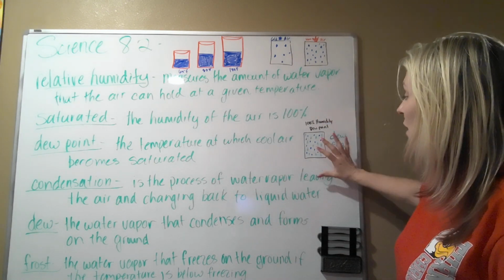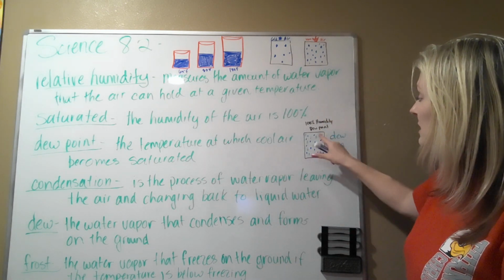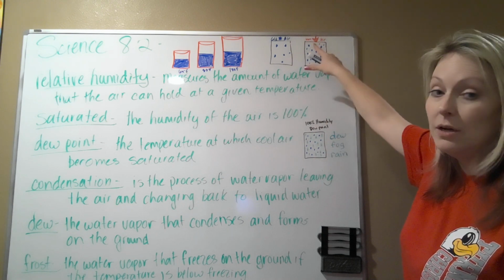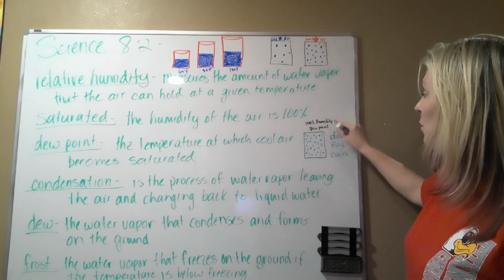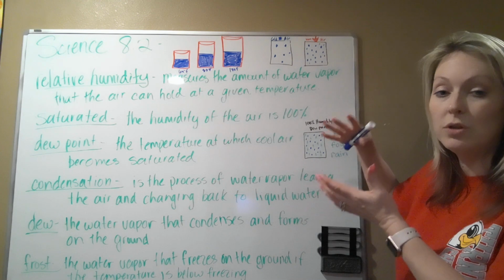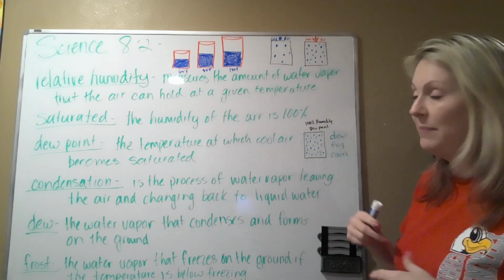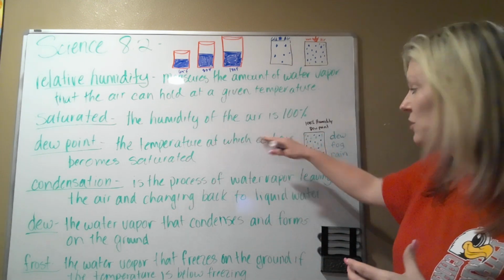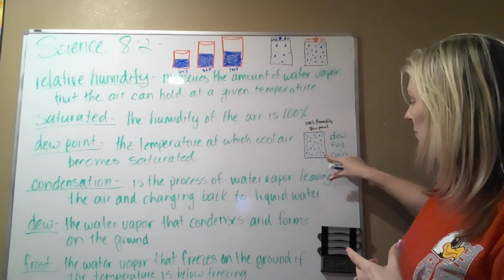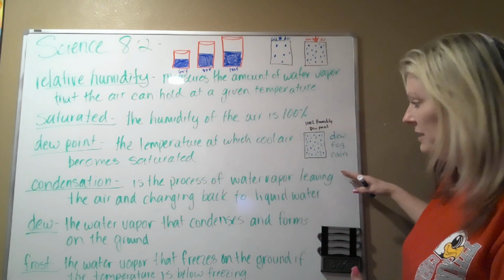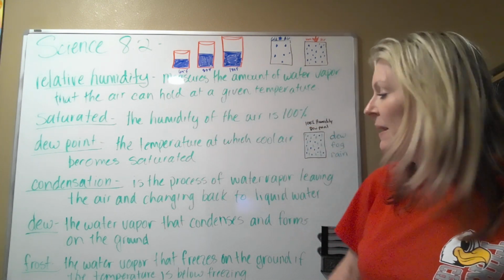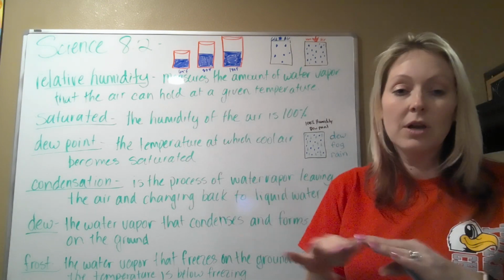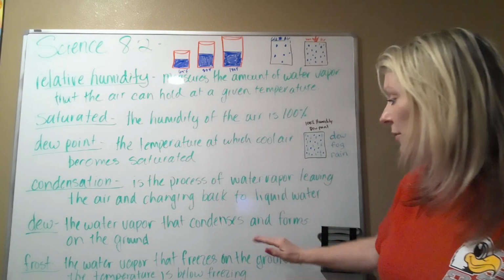So when the amount of water, and you can see here is like my little water up here, when the amount of water or the humidity level gets to 100% humidity, it becomes saturated, we get all these little water droplets in it, and it falls down as our condensation, okay? Dew is that water vapor that condenses on the ground, okay?